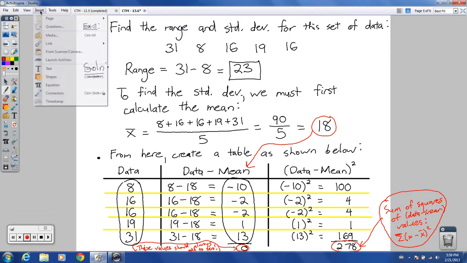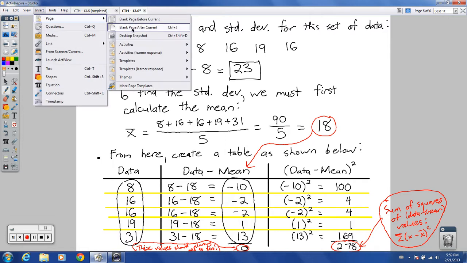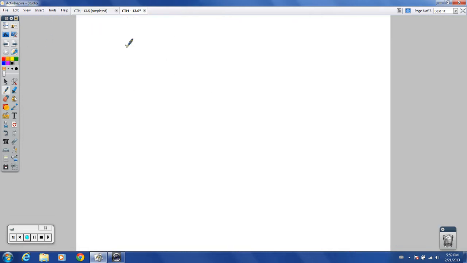I'm going to need another page here. Okay, and let's finish the problem up. So now let's use our getting fancy, Mr. Wagner. Very nice. Thank you.